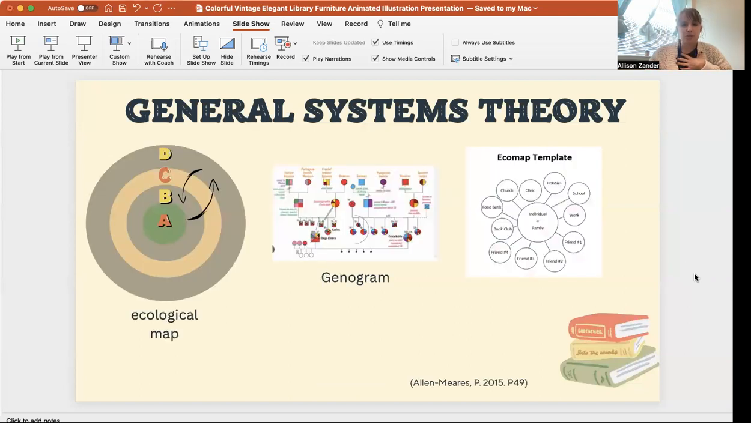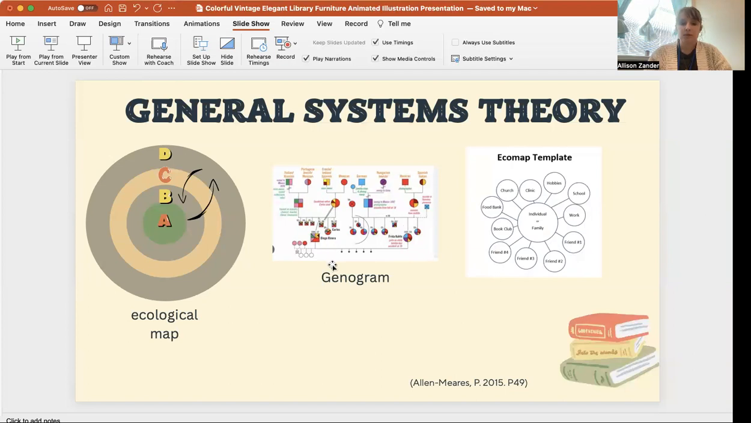There are several ways that as social workers we demonstrate general systems theories depending on the system that we're talking about. And so the EcoMap is one way to do that, where we see the smaller system or entity in the middle and all of the things that are surrounding that entity having influence.